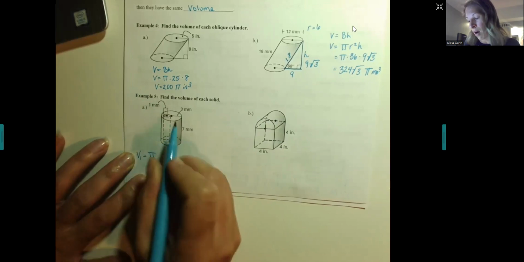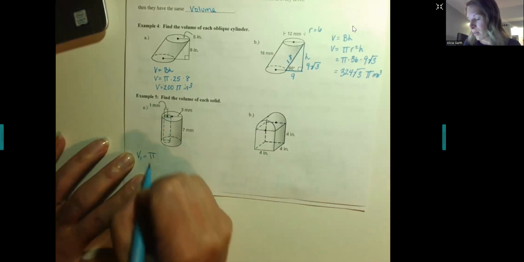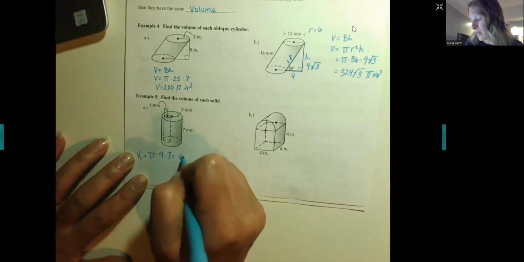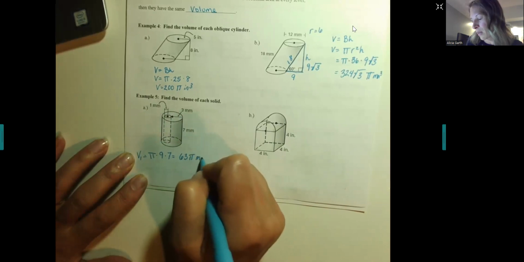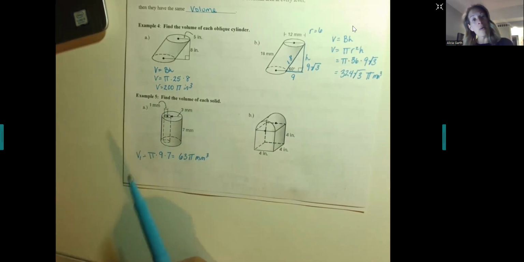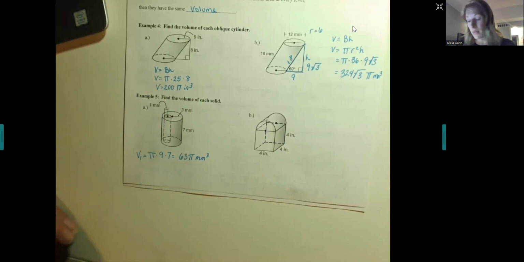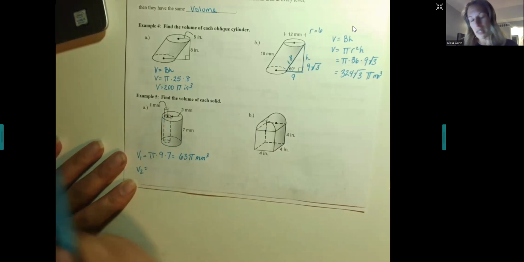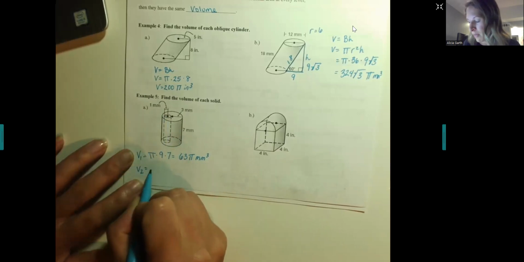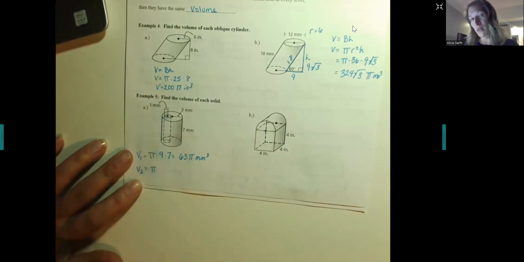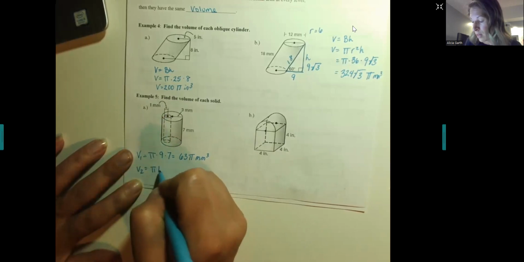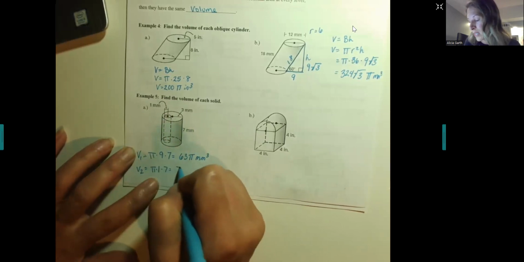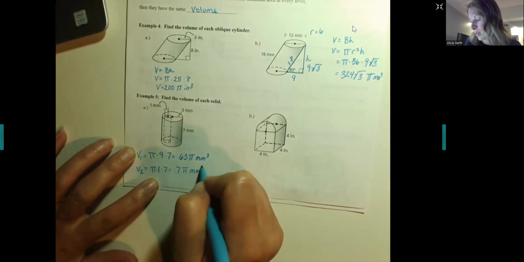we know as pi r squared. My r is 3, so 3 squared is 9, times my height, 7. So I have 63 pi millimeters cubed. Now I have to subtract volume of the second one. It shows me that my radius is 1 millimeter. So my volume of my second one is pi r squared. 1 times 1 is 1, times the height, which is 7. So that is 7 pi millimeters cubed.